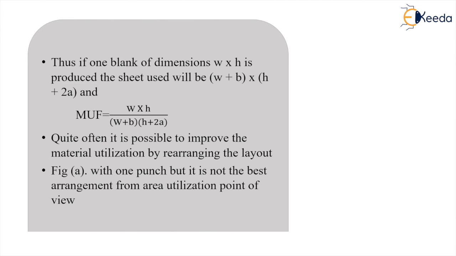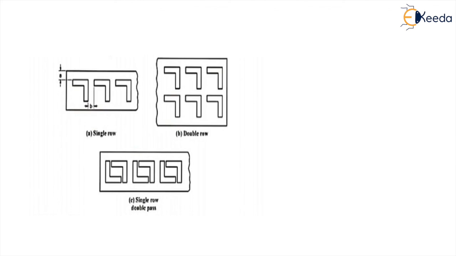See here, from the utilization point of view, we can arrange the blanks from the sheet in this fashion, like this fashion, or like this fashion. This is single row, this is double row, or this is in single row where we are having double pass.